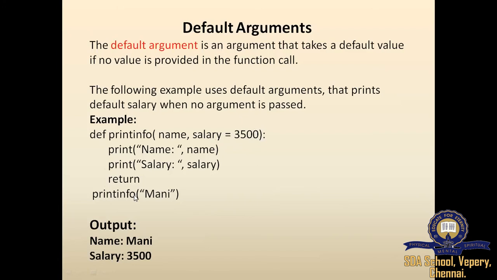Now I pass this argument money. This argument will be received by the parameter name. But I do not pass salary because salary is already defined. This is called the default argument. The default argument will take the default value that is defined in your user-defined function.